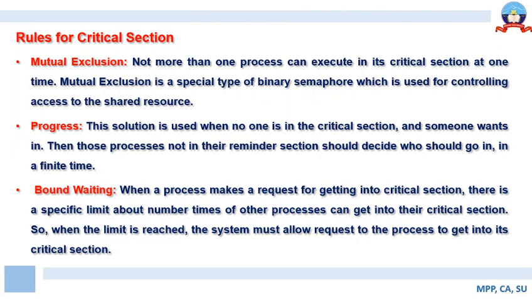So again I'll repeat it. When a process makes a request to get into its critical section, there should be a specific limit on the number of times other processes are allowed to get into their critical section. When the limit is reached, the system must allow the requesting process to get into its critical section. This is done in order to prevent a process from starvation. A process should not be allowed to wait for infinite time in order to get into a critical section. So these are some of the important rules for critical section.